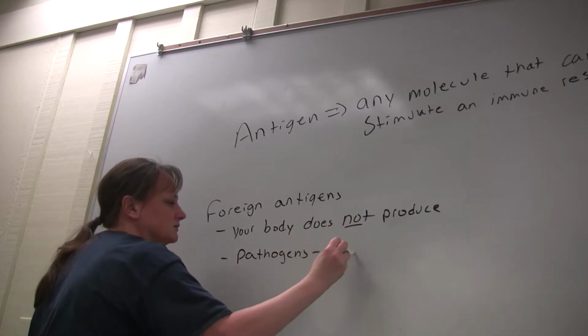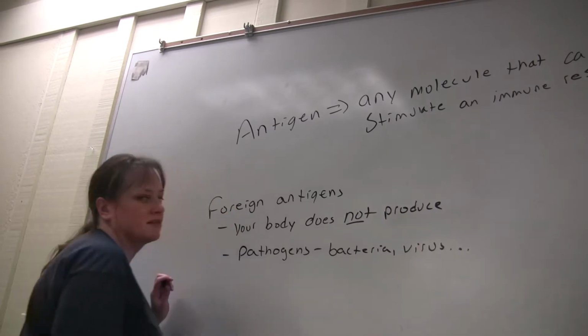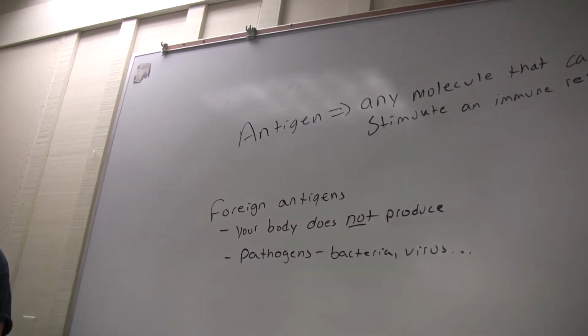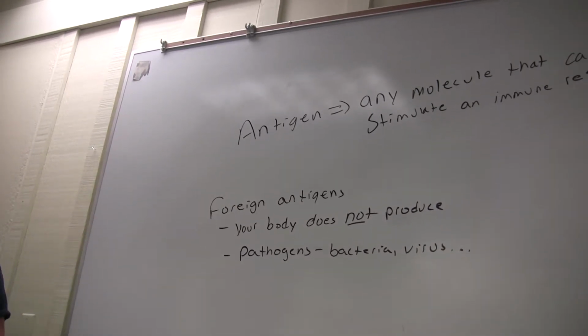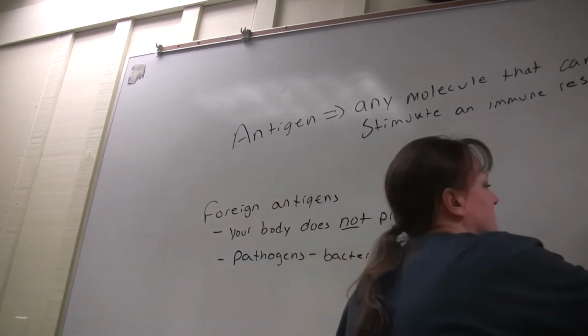Like bacteria, viruses, parasites, stuff like that. That's a foreign antigen. Your body did not make it. A self-antigen is something that your body does make.